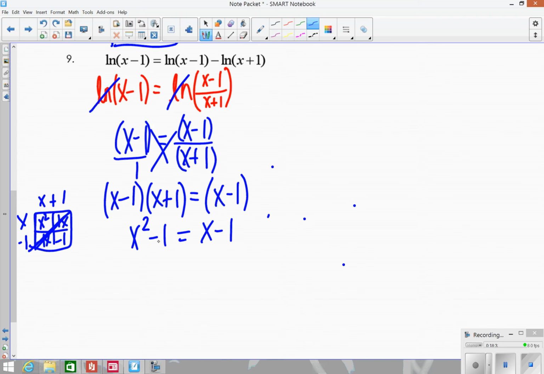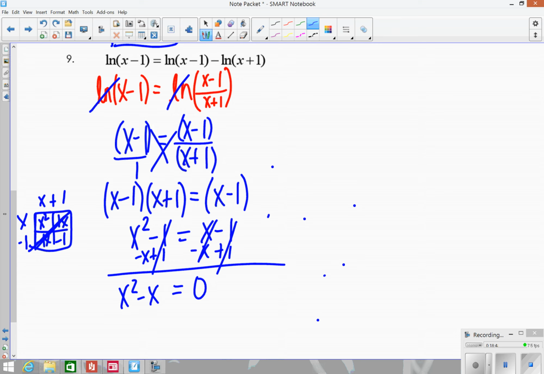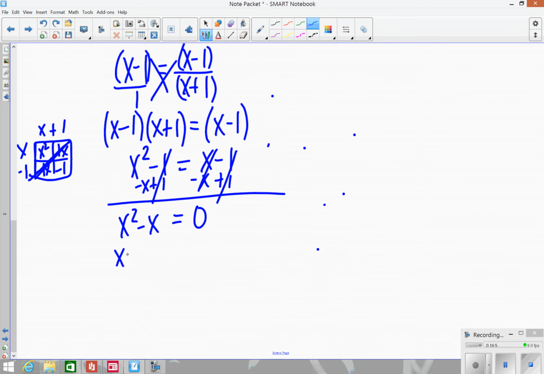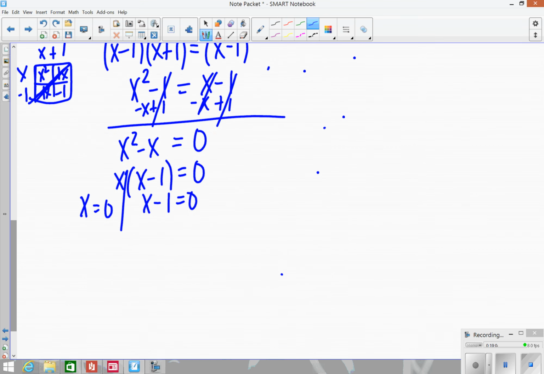And then now, since I have an x squared, I'm going to have to factor, so get 0 on one side. So you're going to bring this x over, bring the 1 over. So I get x squared minus x. Those cancel, over here cancels. So we factor by pulling out a GCF of x. And now you're going to split it, set each piece equal to 0, since it's a product of 2 things equaling 0. So this is x equals 0, this is x equals positive 1, and now we check.